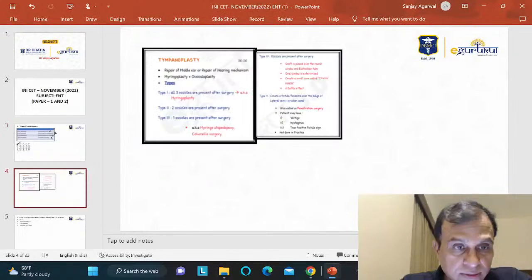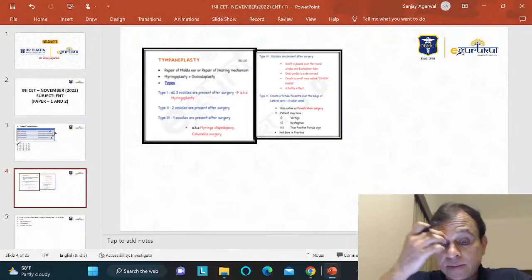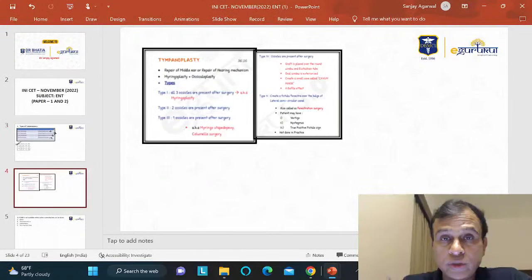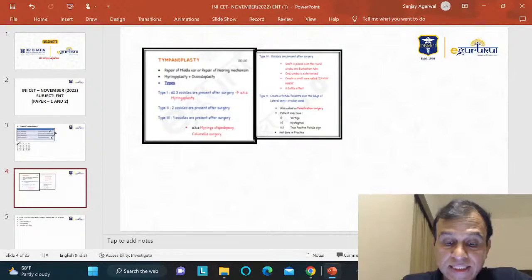And this is from the eGurukul app, that book that we provided as a PDF file, where you can see that tympanoplasty has been discussed very properly in the eGurukul app.